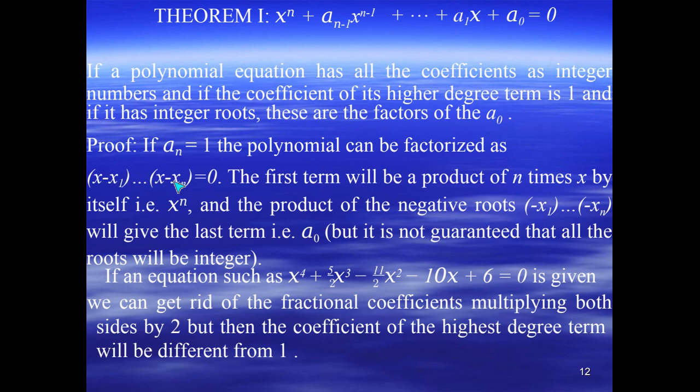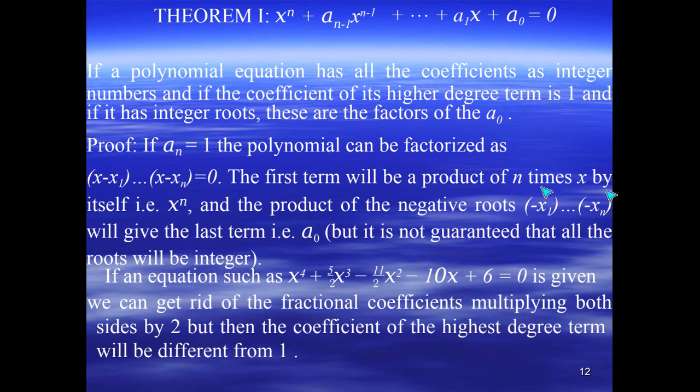But depending on how many factors you have here, it can be minus or plus. Because if you have an odd number of factors, then you will have a minus sign at the head of this product of roots. And if you have an even number of factors, then you will have a plus at the head of the product of these roots, from x1 to xn.